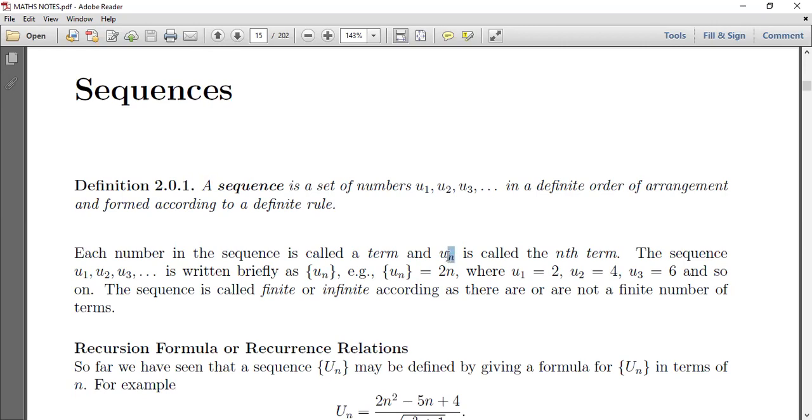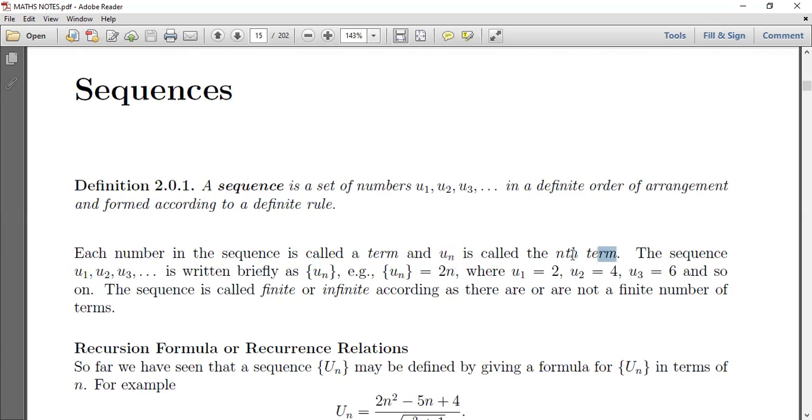Un is a general formula that we use. Un just means the nth term, meaning any number. So we use Un to come up with any term that we want in our sequence. For example, if you want the first term, we can just say U1. If you want the second, U2, then U3. So Un generally is a formula that we use to come up with other terms of our sequence, and it's called the nth term.